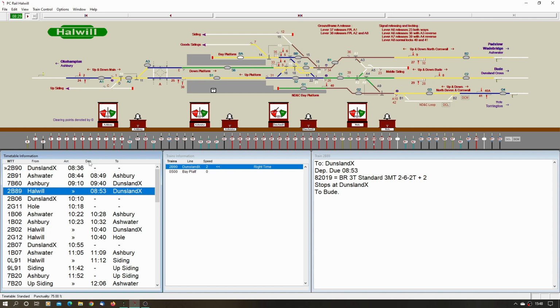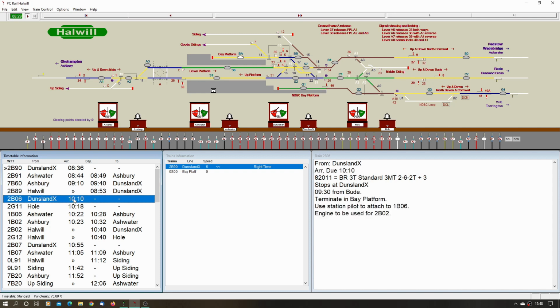So what time do we start? 6:38. So we've nearly done 2 hours. Not a lot of trains. And yeah, there's a nice break there. Terminates in the bay platform. All right.